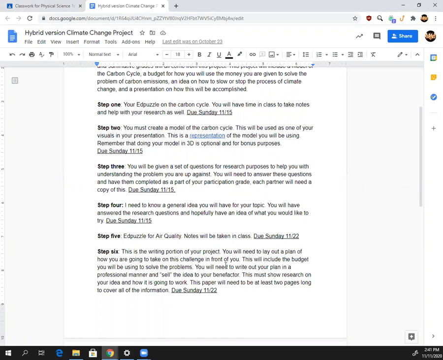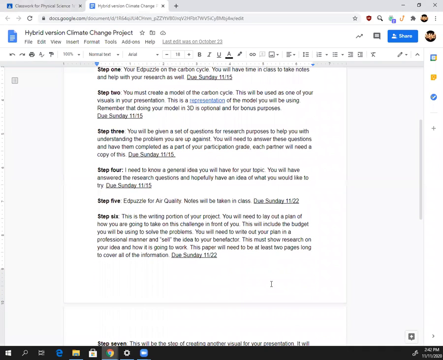It's pretty self-explanatory. Notes will be taken if you want to. It is a good source of more information to help you with the rest of your project. So step 6. Step 6 is going to be your writing portion of the project. You will need to lay out a plan on how you're going to take this challenge in front of you.